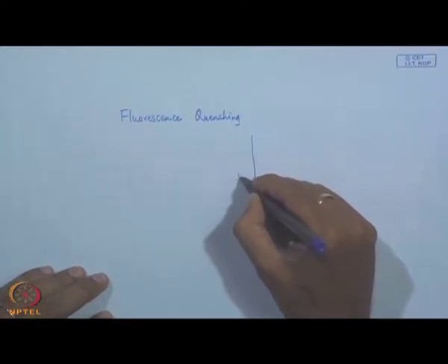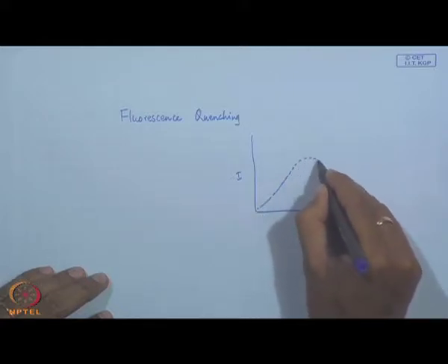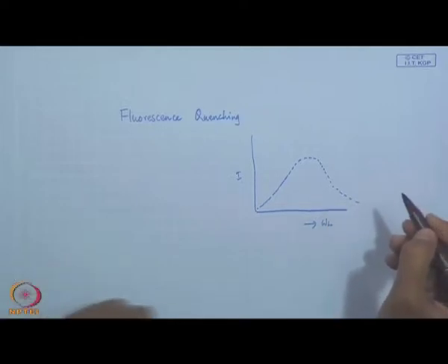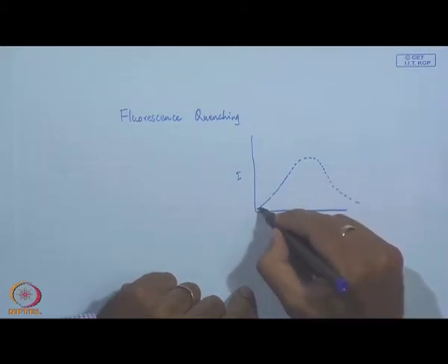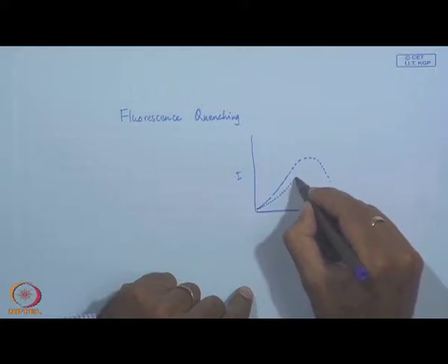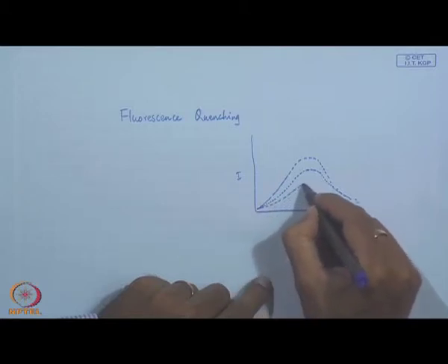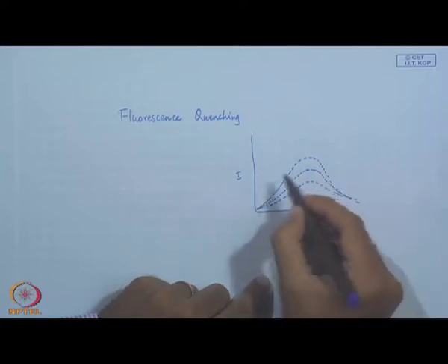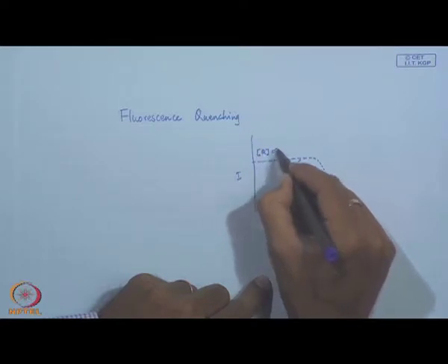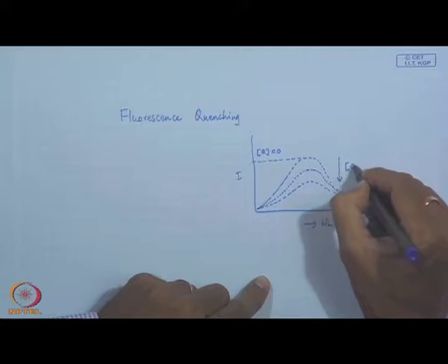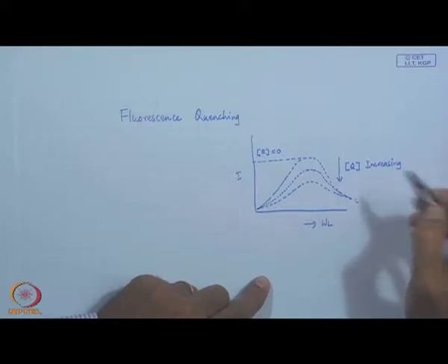Say this is fluorescence intensity, and this is wavelength. Suppose this fluorescence intensity plot is like this as a function of different wavelength. And if you go on adding quencher, then maybe it will be quenched progressively this way. So, this is your fluorescence intensity when Q is 0, and this way Q is increasing. So, fluorescence is decreasing.